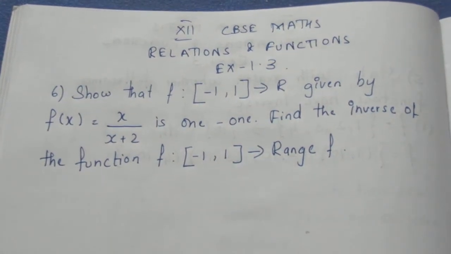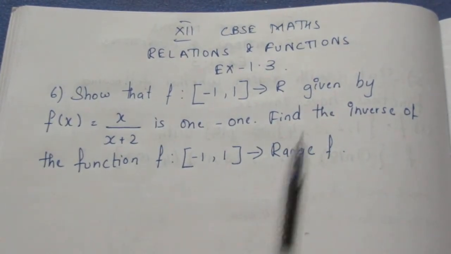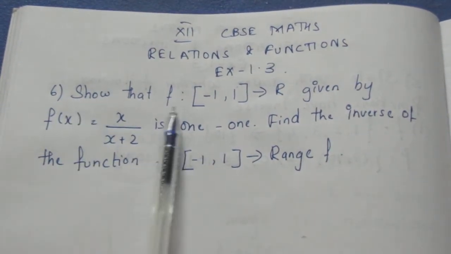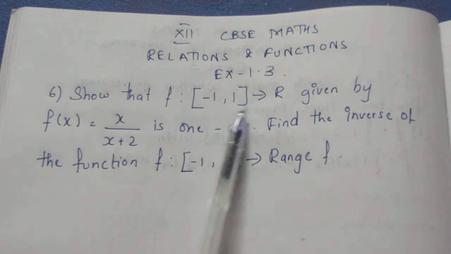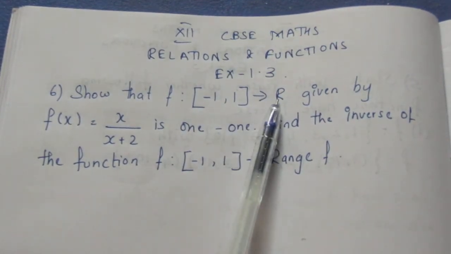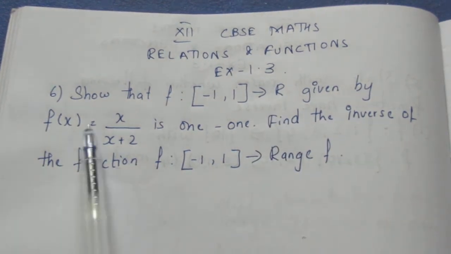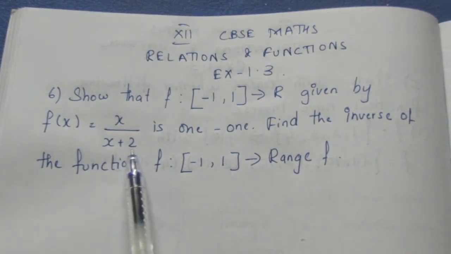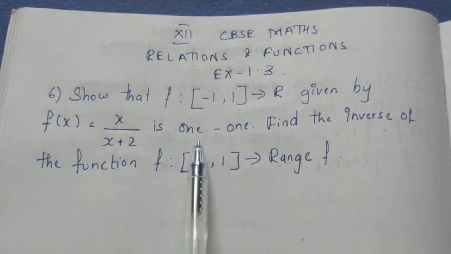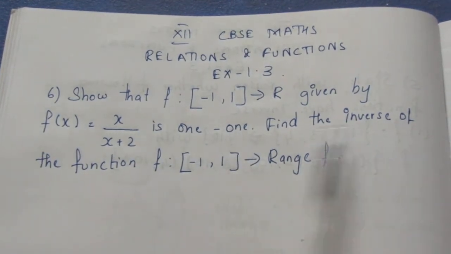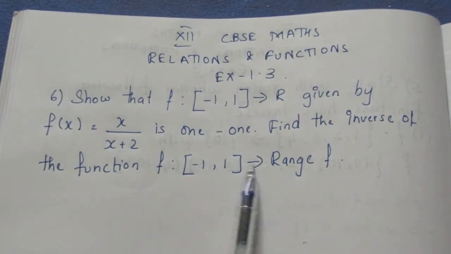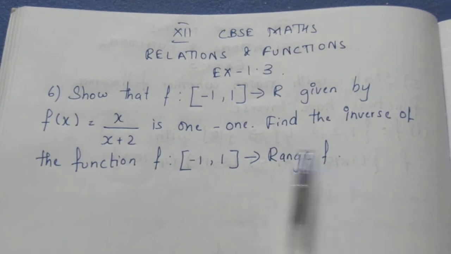Today we are going to see 12 CBSE Maths Relation and Function Exercise 1.3 question number 6. Let's see the question. Show that f from the closed interval [-1, 1] to R, given by f of x is equal to x by x plus 2, is 1 to 1. So they have given it is 1 to 1. We need to show that it is 1 to 1. Find the inverse of the function f from [-1, 1] to its range.